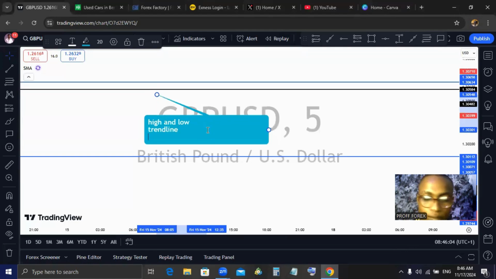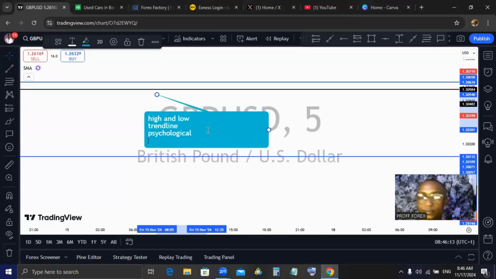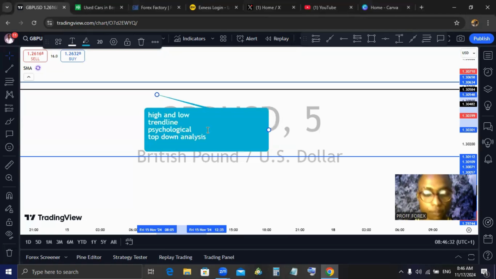Red line, psychological level, top-down analysis, support and resistance.